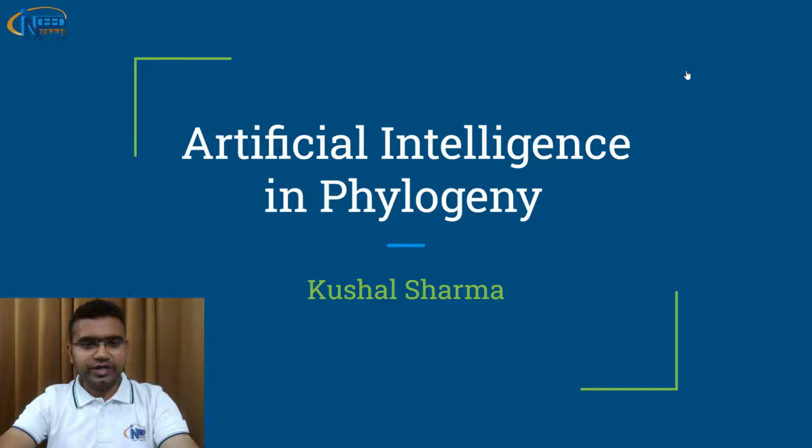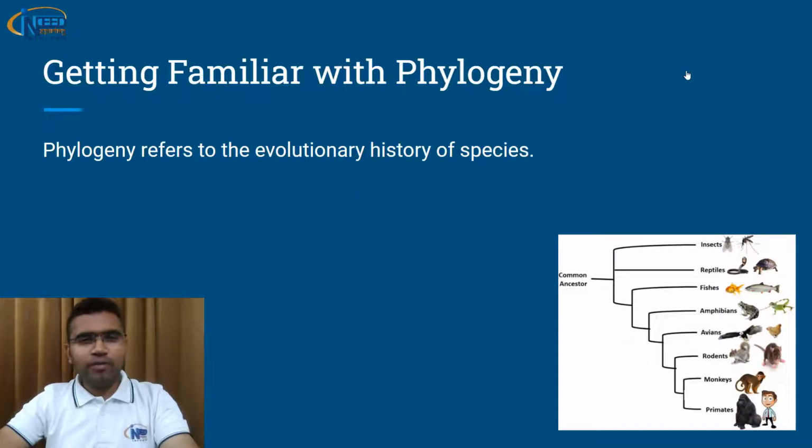Artificial intelligence in phylogeny. Let us get familiar with a few of the terminologies. Phylogeny refers to the evolutionary history of species. As you can see in the diagram, we have insects, reptiles, fishes, amphibians, avians, rodents, monkeys, and primates. These are different species, and there is a possibility that these species share a common ancestor. So, we study how these species actually evolved. That is called phylogeny.